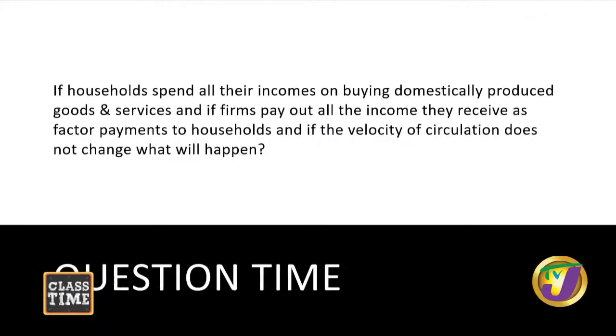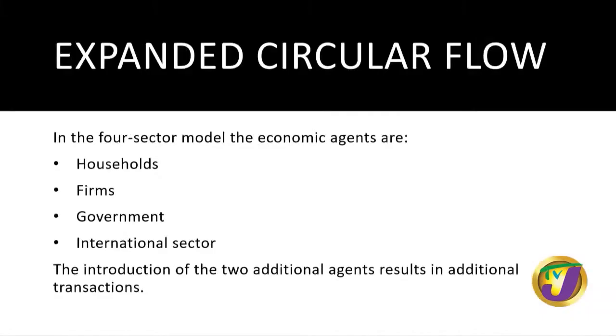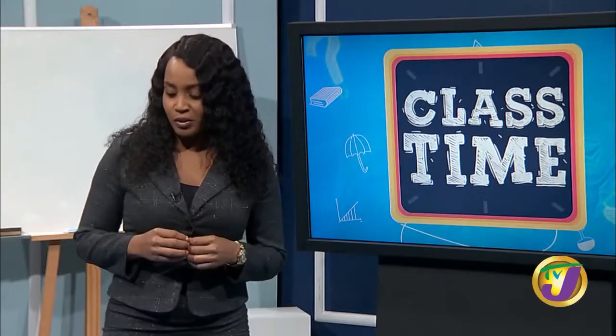So another question for you, if households spend all their incomes on buying domestically produced goods and services, and if firms pay out all the income they receive as factor payments to households, and if the velocity of circulation does not change, what will happen? Think about it. So if this happens, money will just continue going around and around from households to firms, basically in a circle, hence the term circular flow of income.